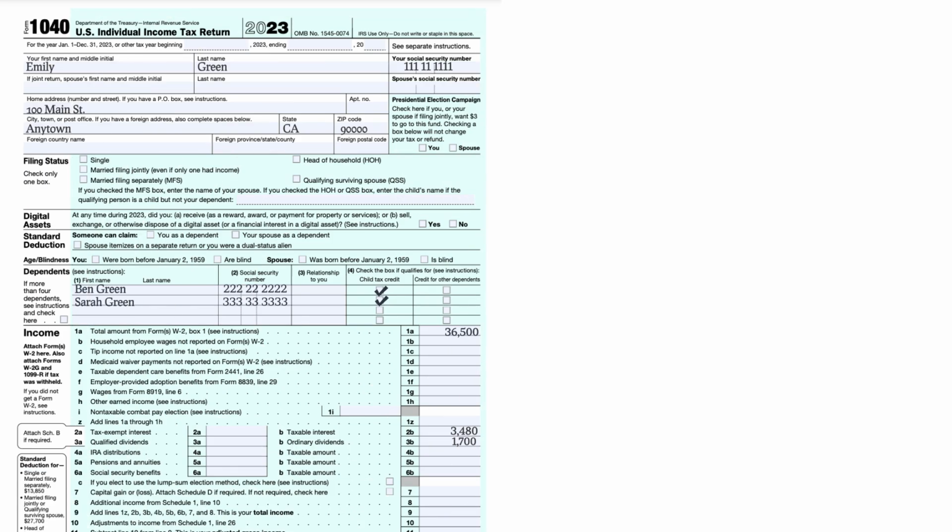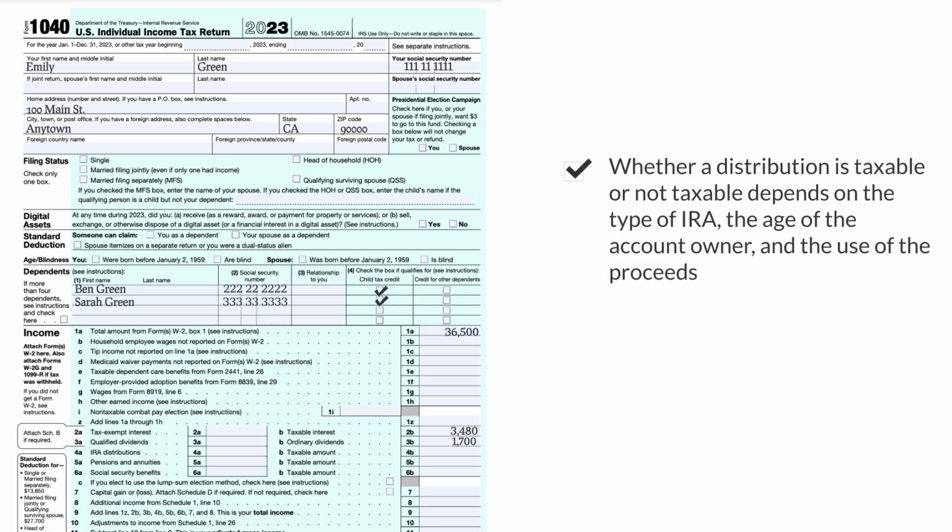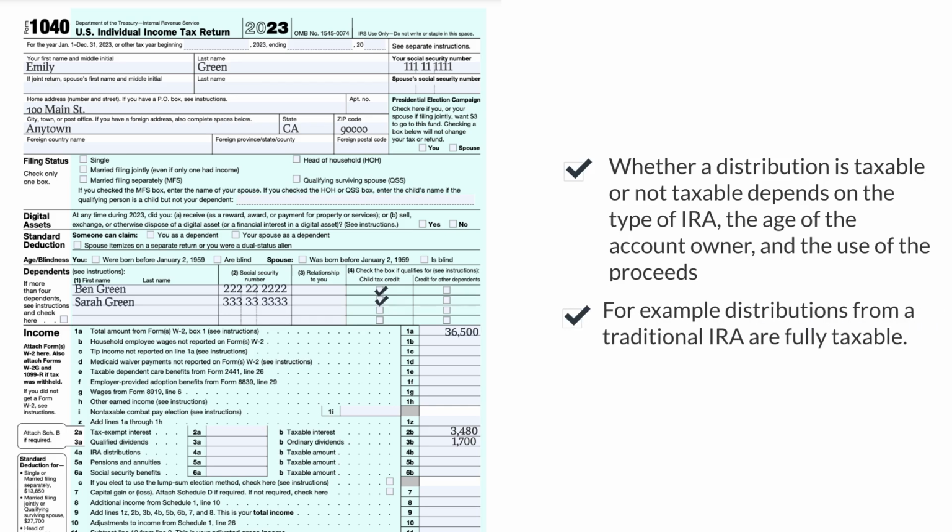So moving on to the next line where IRA taxable distributions are entered. Whether a distribution is taxable or not taxable depends on the type of IRA, the age of the account owner, and the use of the proceeds. So, for example, distributions from a traditional IRA are fully taxable. Emily does not have any distributions from an IRA, so we're going to go on to line 6.